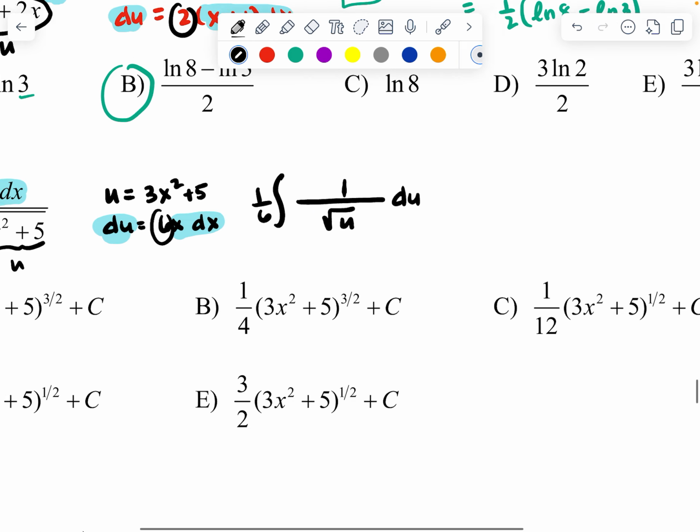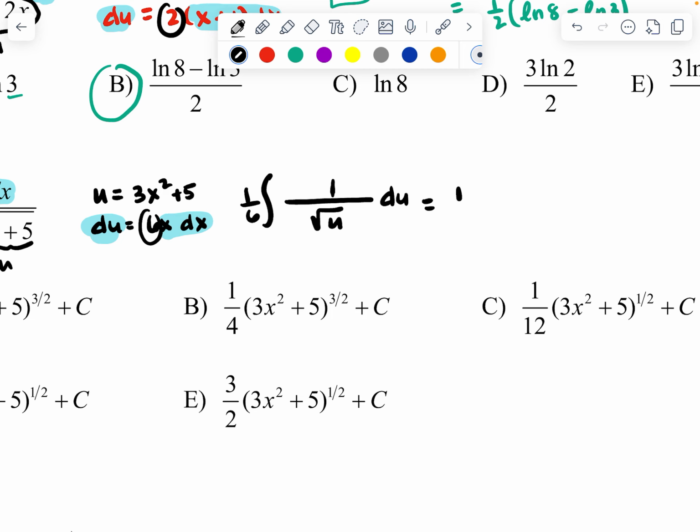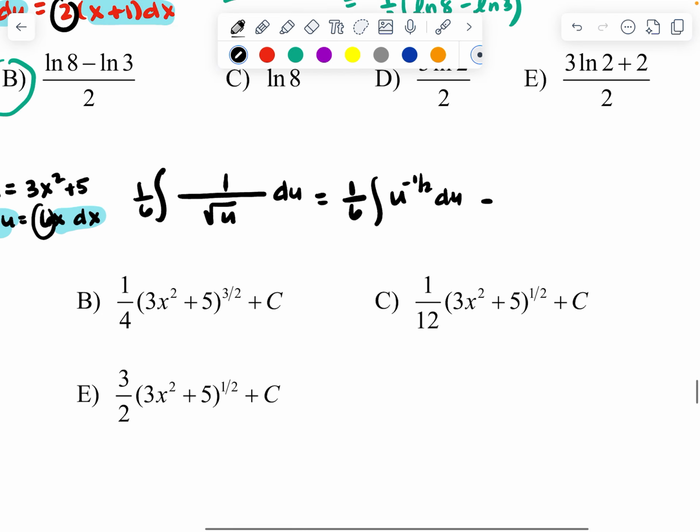Okay? Now, how do I integrate something like this? This is old integration techniques. I can rewrite the square root of u as u to the 1/2, and if I bring it to the top, it's going to be u to the negative 1/2 du, which is going to give me 1/6, and then u to the, if I add 1, negative 1/2 plus 1 is positive 1/2. Then if I divide by 1/2, it's the same as multiplying by 2. So this is really 2 over 6, which is 1/3 u to the 1/2.